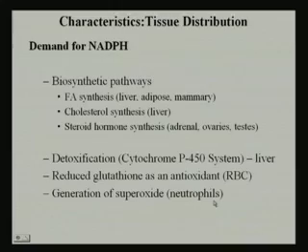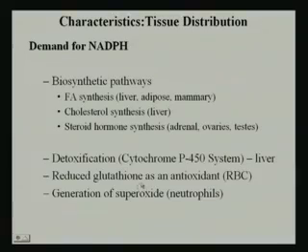Now, as I have told you, when oxidation reactions are going on in a cell, simultaneously free radical generation is taking place, and there the reduced glutathione is acting as an antioxidant. Then this NADPH has a high demand for the generation of superoxide, that is in neutrophils, in the cell. It also helps in detoxification.